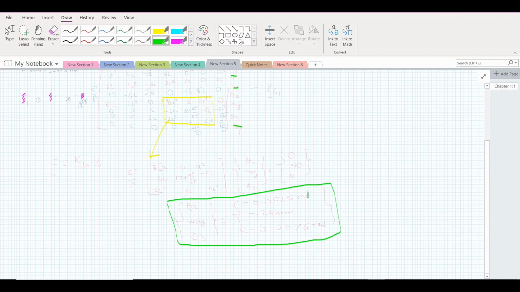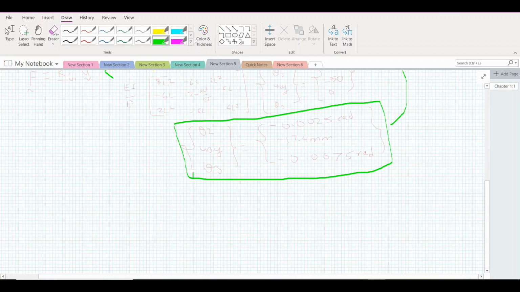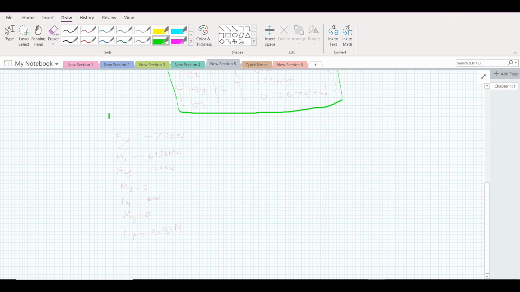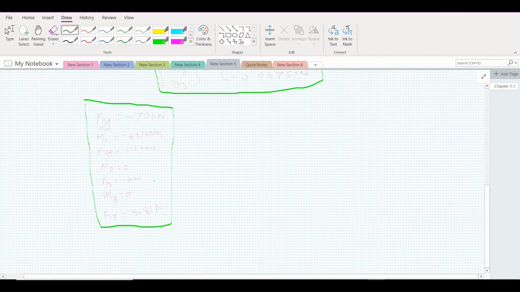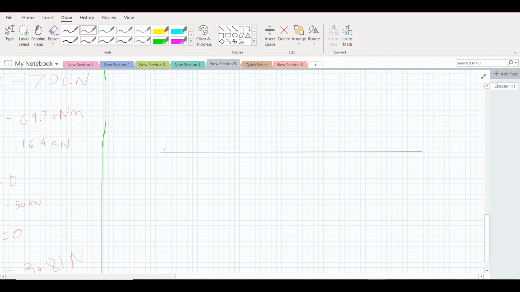Now to find our reaction forces, we substitute these values back into this equation here and obtain our forces. So when you do that, these will be your reaction forces here. Now when you draw your solution, we'll have 70, 69.7, 116.4, 50.